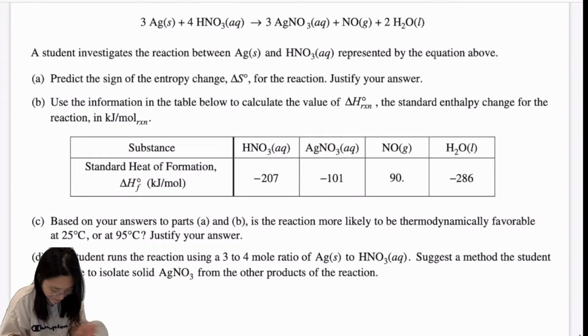Okay, so let's see for this one. A student investigates the reaction between solid silver and aqueous nitric acid. Predict the sign of the entropy change for the reaction.